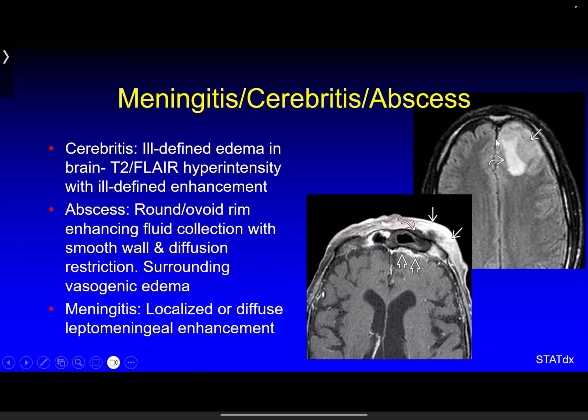Here in this patient, you can see a diffuse edema in the left frontal lobe, which didn't really show any rim-enhancing fluid collection, consistent with cerebritis, but there was a meningitis, meningeal dural thickening and enhancement, and a developing subgaleal abscess.